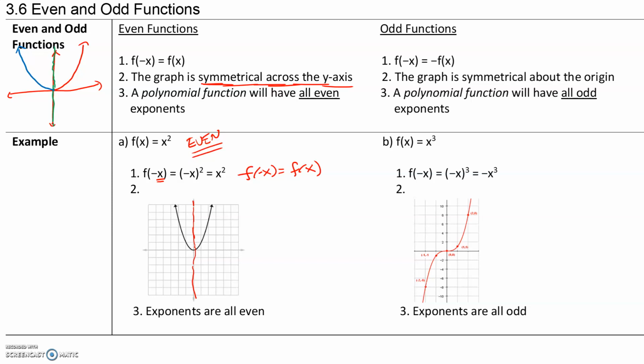Let's take a look at an odd function. For an odd function, f of negative x equals negative f of x. Okay. Secondly, the graph is symmetrical about the origin. Now let's take a look at what that means. Symmetrical about the origin.